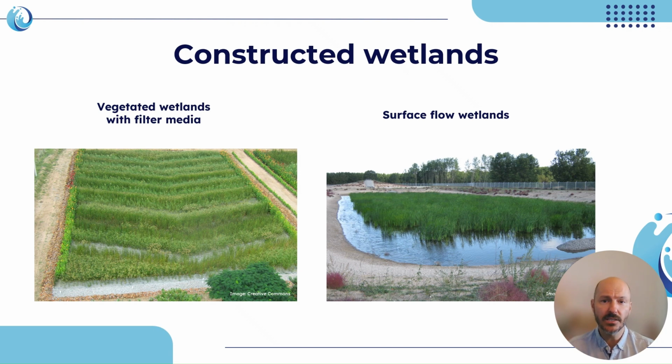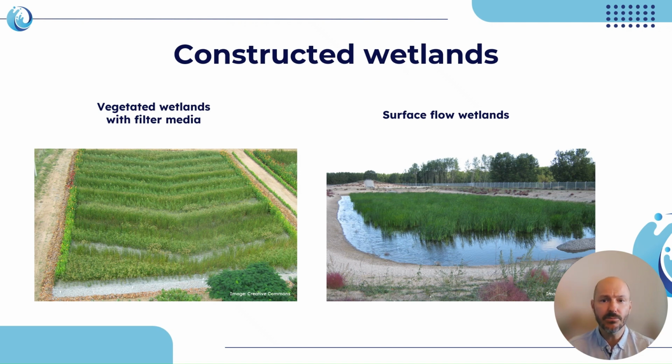Two broad categories of constructed wetlands can be distinguished. The first includes vegetated wetlands with filter media, where the treatment relies on the combined action of plants, microorganisms, and filtration through a porous substrate such as gravel or sand.